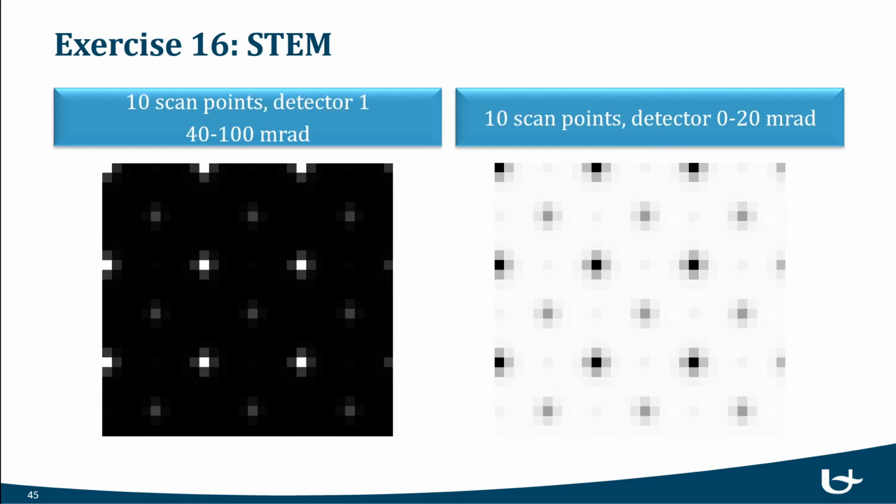In this exercise, we also learn how to perform STEM simulations with different detectors. In the first figure, we see a dark field simulation for an angular detector from 40 to 100 milliradians. In the second figure, we see a bright field simulation for an angular detector from 0 to 20 milliradians.